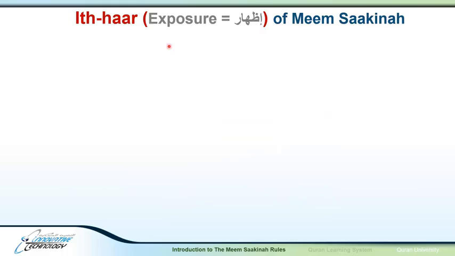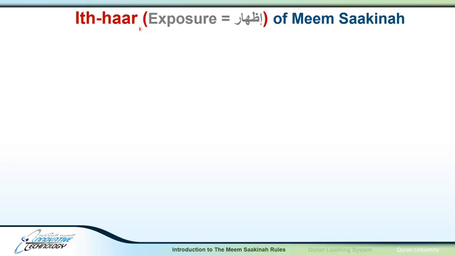Now we're going to discuss the second rule for Meem Sakinah, which is idhar, exposure. And the same thing we've said in our lesson related to the Noon Sakinah about its idhar, about its exposure, applies here, where we said that idhar means exposing the pronunciation of the letter clearly without any modification, neither applying idgham, nor ikhfa, nor iqlab, nor any other modification of the letter, where the letter is pronounced as it appears.